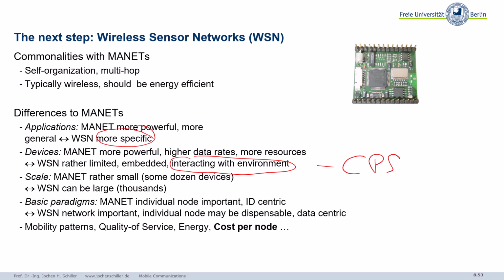Well, with MANETs, maybe you think of dozens of devices, maybe 100. Sensor networks, you think of thousands of devices, tens of thousands of devices. Furthermore, in MANETs, you still have something like a node, maybe with an IP address. In wireless sensor networks, you don't care about the single nodes. You look at the data. You want to have the average temperature of a certain region, the average rainfall. No matter which node collects this and how you calculate the average, it should be the average. Mobility patterns can be quite different. Quality of service, energy, cost per node is really different.